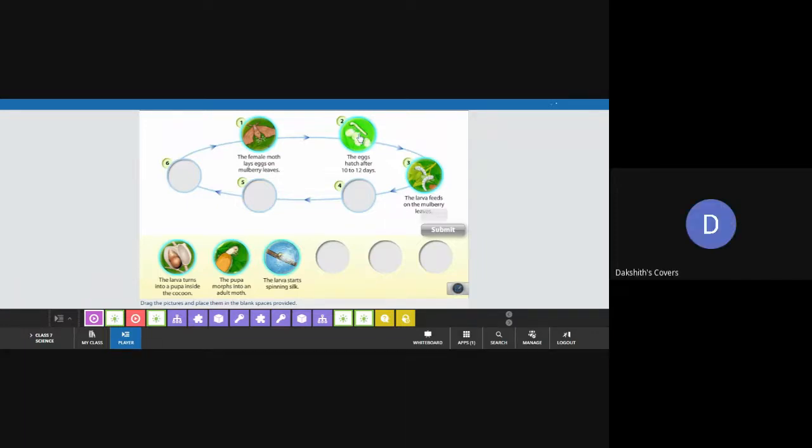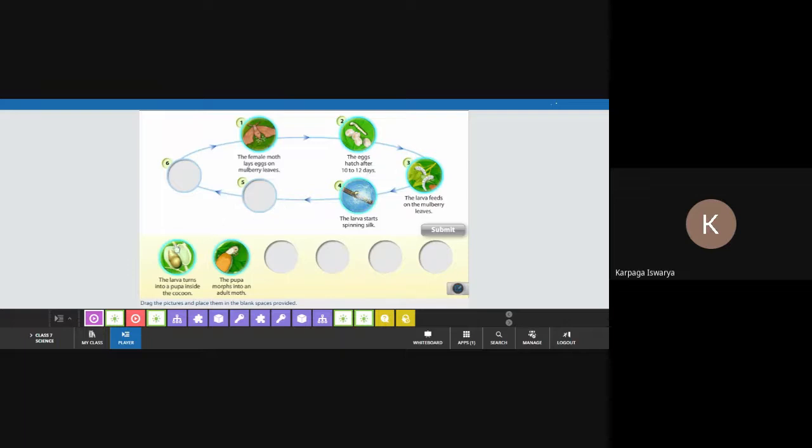Now this larva continuously feeds on the mulberry leaves. It keeps on eating and growing. And after that, what happens? This larva starts spinning the silk. From the salivary glands of this larva comes a very fine thread-like fiber structure. These fine threads are the silk. The larva starts spinning the silk.